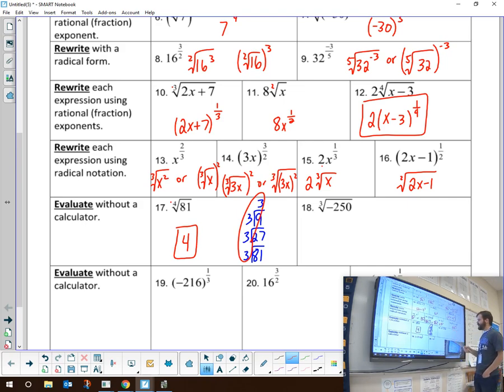Okay, now let's take a look at negative 250. The first thing I want you to realize about negative 250 is this is a cubed root. So it's not an even number. It's a root of 3.